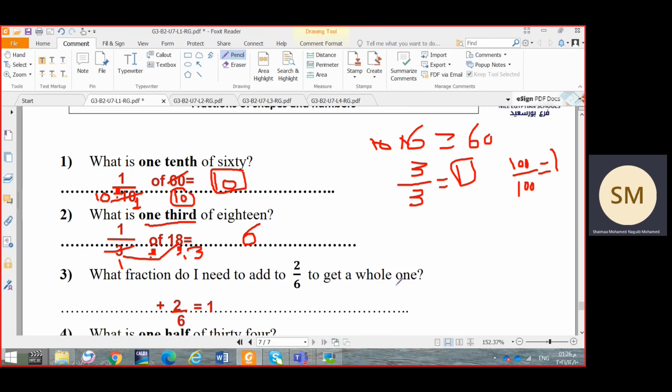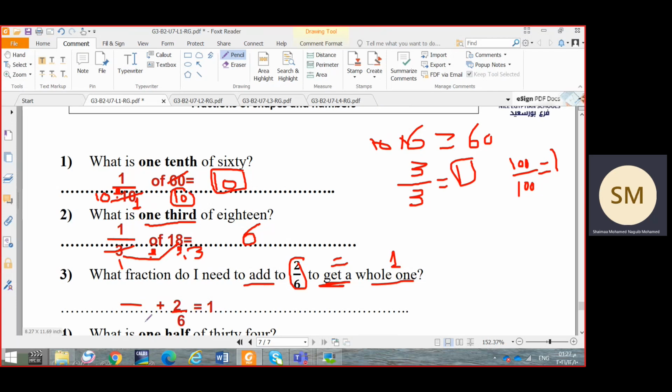What shall I do on this? I will translate it step by step with you. What fraction do I need? I don't know the fraction. What fraction do I need to add to two sixths? The word add means plus 2 over 6. Okay, to get. Just a hint, it's equal. So I will translate it to equal. Whole one means only one.